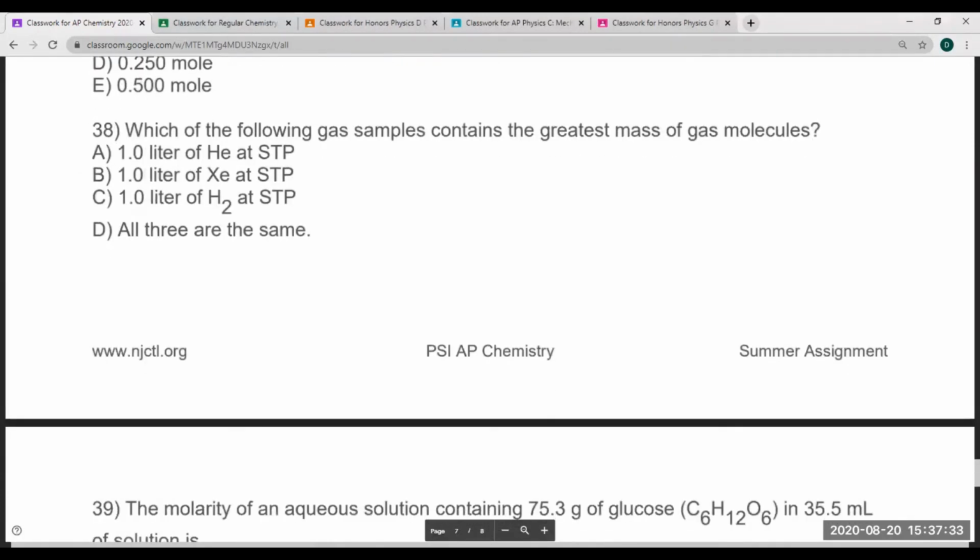Number 38. For this one, which one of those gases contains the greatest mass? Well, if you remember the equation PV equals nRT, you see that the number of moles is equal to PV divided by RT. Now, we are at standard temperature and pressure in all of those cases, so P and T are the same. Also, R is a constant. V apparently is also a constant. So this means that the number of moles for every single one of those gases is the same. So which one has the greatest mass? Well, this one, right? If you look at your periodic table.